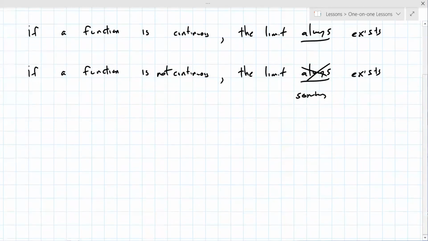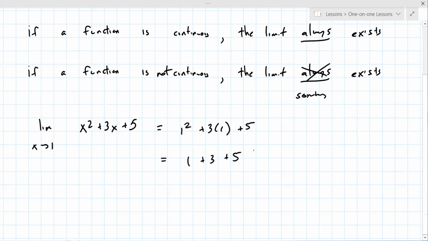So, for example, let's say you want to find the limit as x approaches 1 of x squared plus 3x plus 5. This is continuous, so you just take this number and put it in for x. So that's 1 plus 3 plus 5, which is 9.